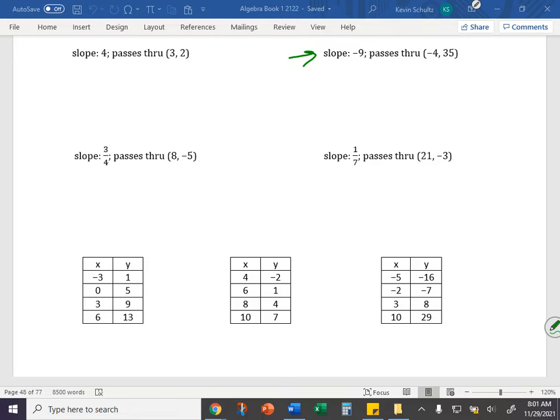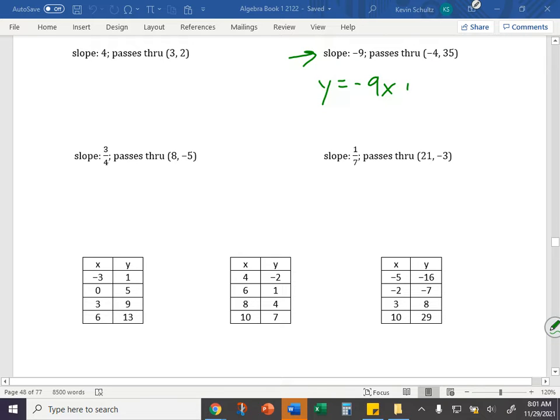Why can't you put, and I promise you this will happen, why can't you just put -9x plus 35 there? Why doesn't that work in this case, Aiden? Because the x value isn't 0. Because it's not the y-intercept, okay? It's some ordered pair that's on the line, but it's not the y-intercept. And you know that because of that x value of -4. Your slope is -9 though, so that part's done.